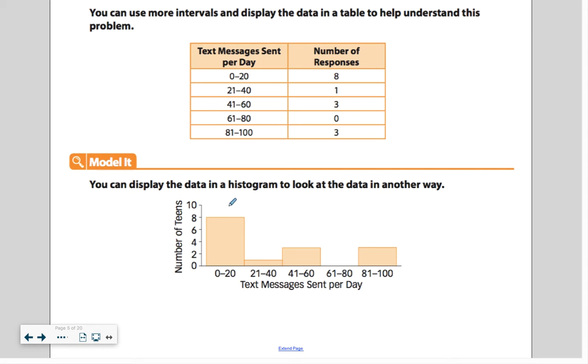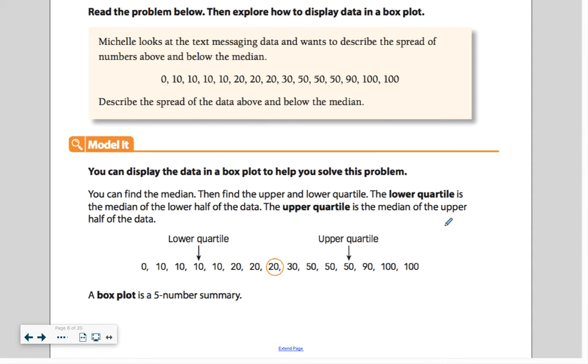So now I can clearly see there were 8 that were between 0 and 20. There was 1, there was 3, there was 0, and then there were 3. All right, so it looks like I've got 8, 9, 10, 11, 12, 13, I have 15 total values displayed, okay? So one way I could present this would be in a histogram. I could then look at trying to put it into a box and whisker plot. So how would I do that?